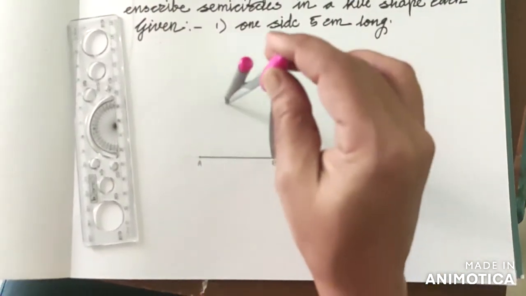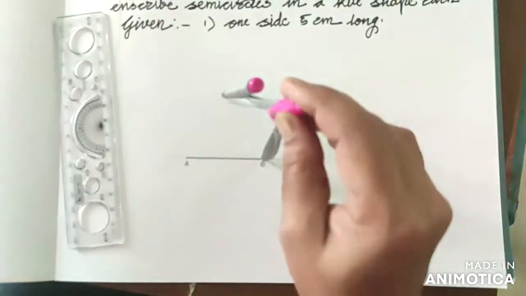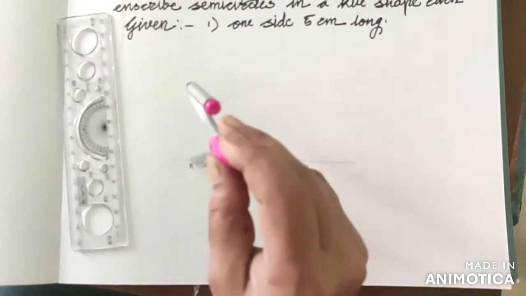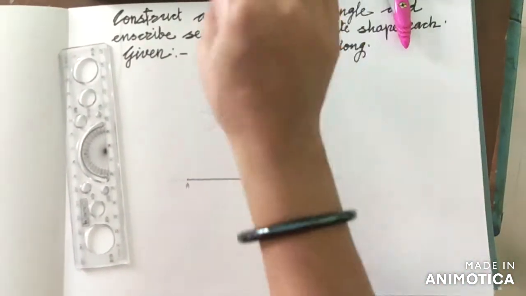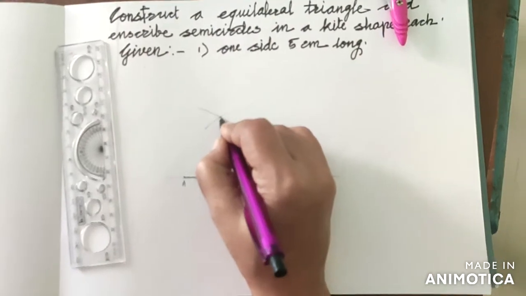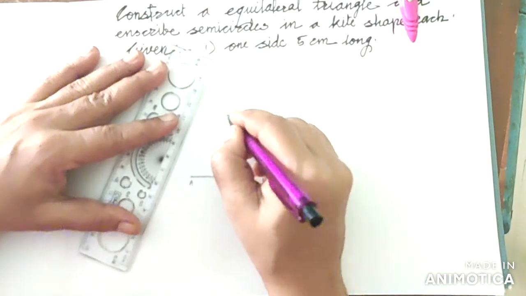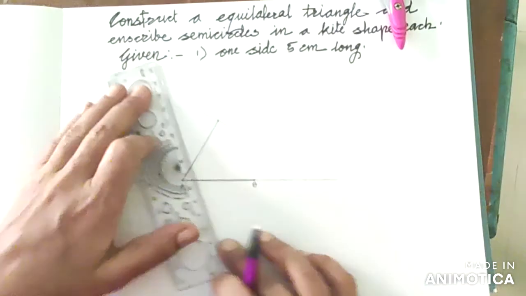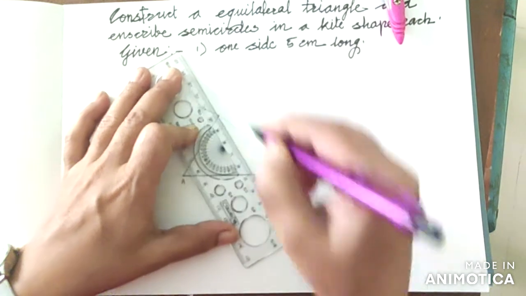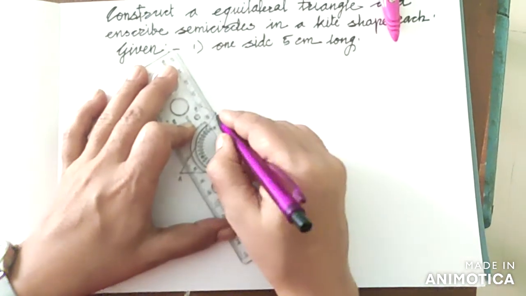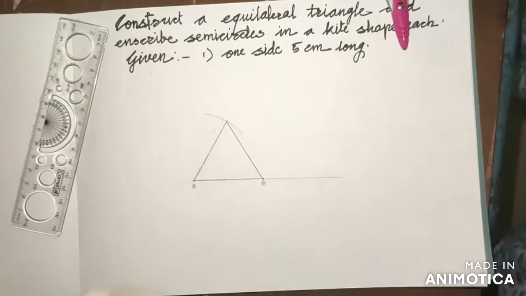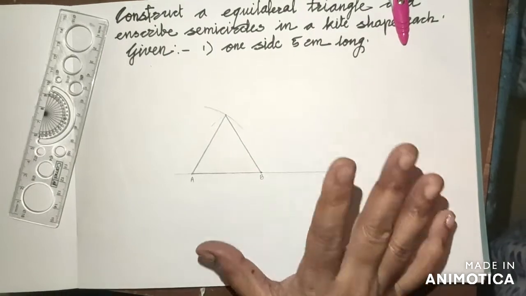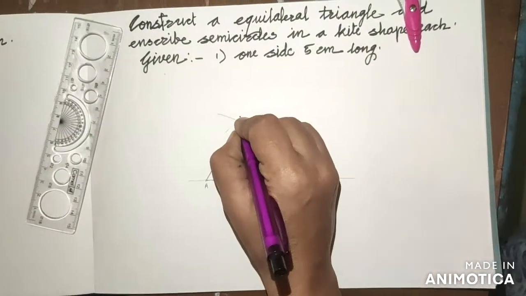Keep your pointer at B and draw an arc like this, and then keep the pointer on point A. You get one more arc, and the crossing point gives you the exact point. What do you expect? Just join them. So friends, in this way we have our equilateral triangle A, B and C.